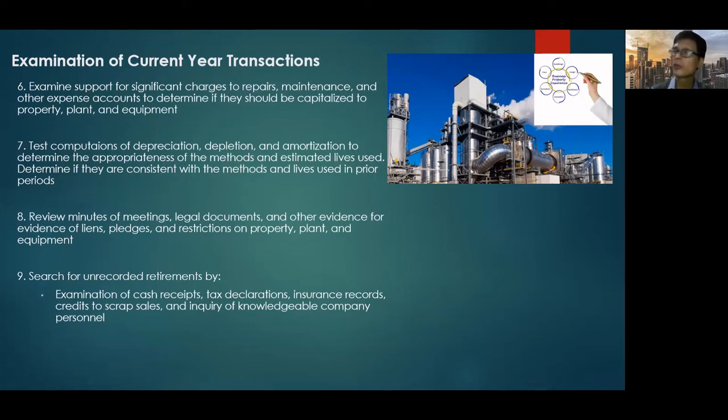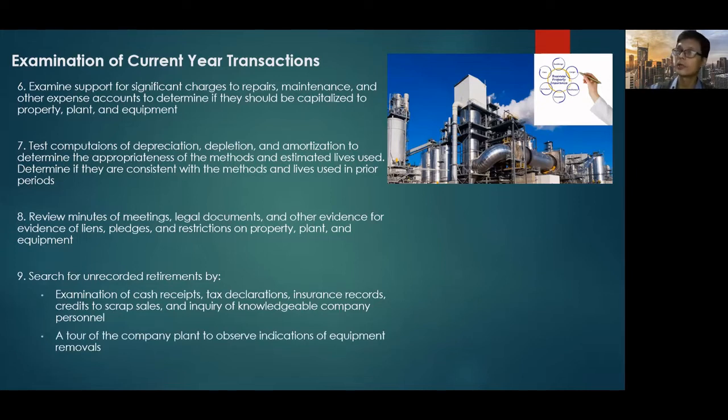So why is it important for us to know this? Because we want to see the propriety of the accounts, that what is recorded there is correct. So users won't be misled that this is really the value of property, plant, and equipment, and that it exists. Okay, those things. A tour of the company plant to observe indications of company removals.